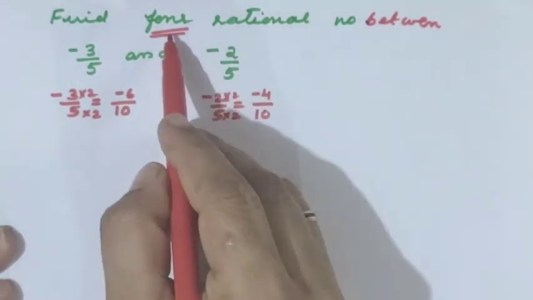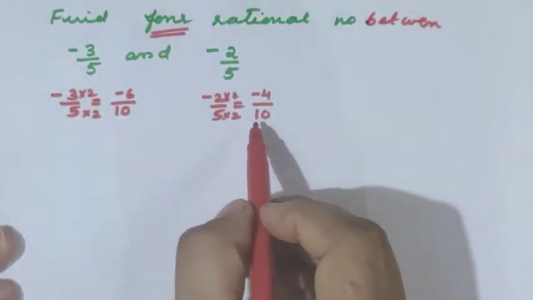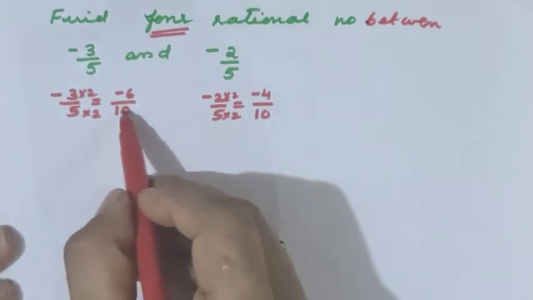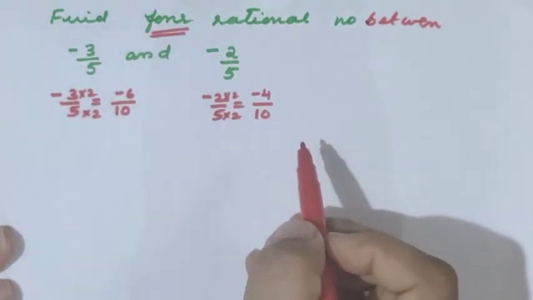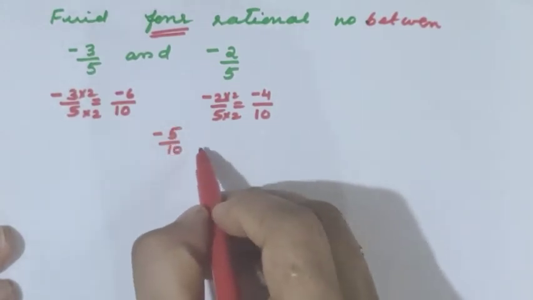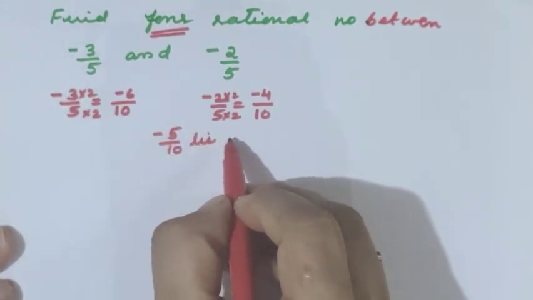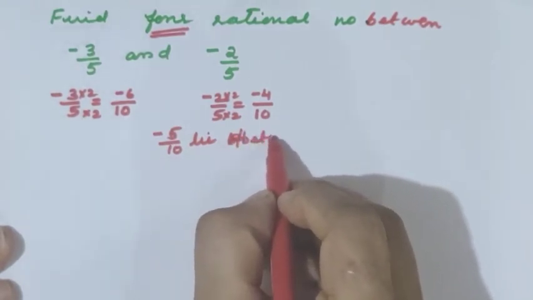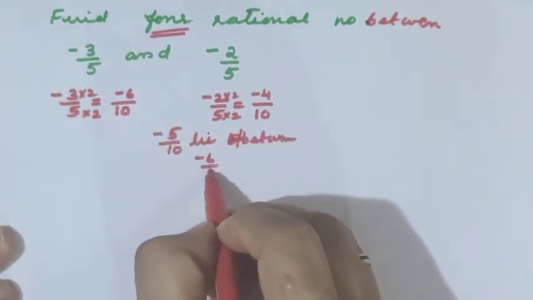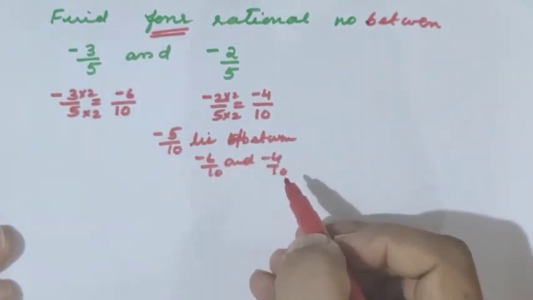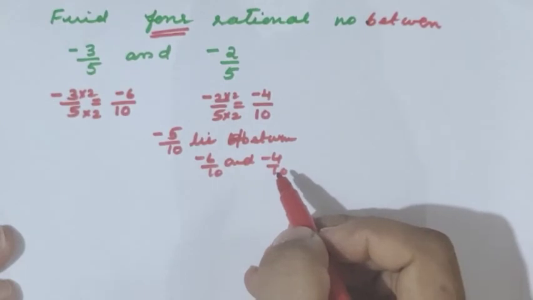Now see, the question is asked for four rational numbers. If you consider the denominator as 10, how many rational numbers lie between minus 6 by 10 and minus 4 by 10? It is only minus 5 by 10, right? Only minus 5 by 10 lies between minus 6 by 10 and minus 4 by 10. Now it does not satisfy our question because they asked for 4.